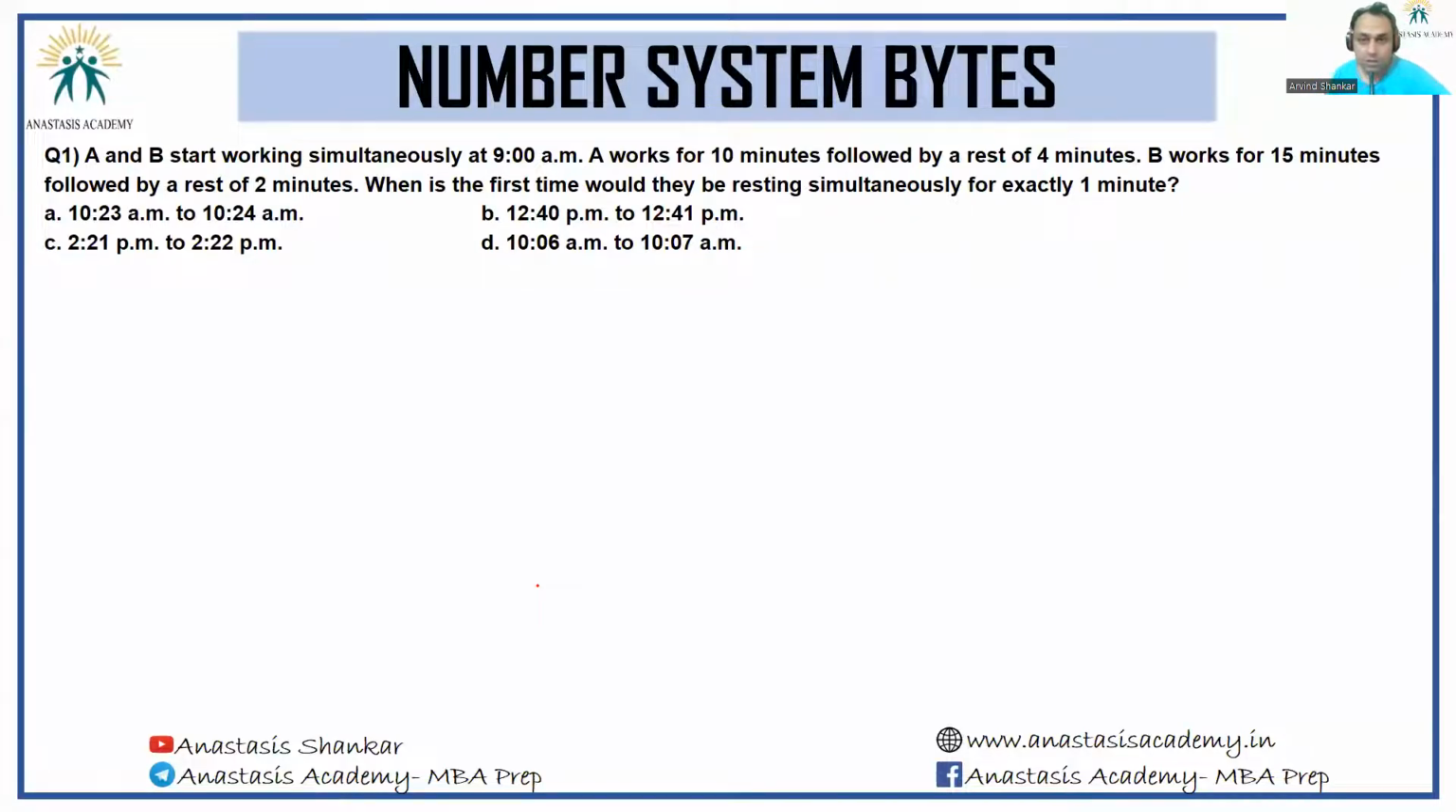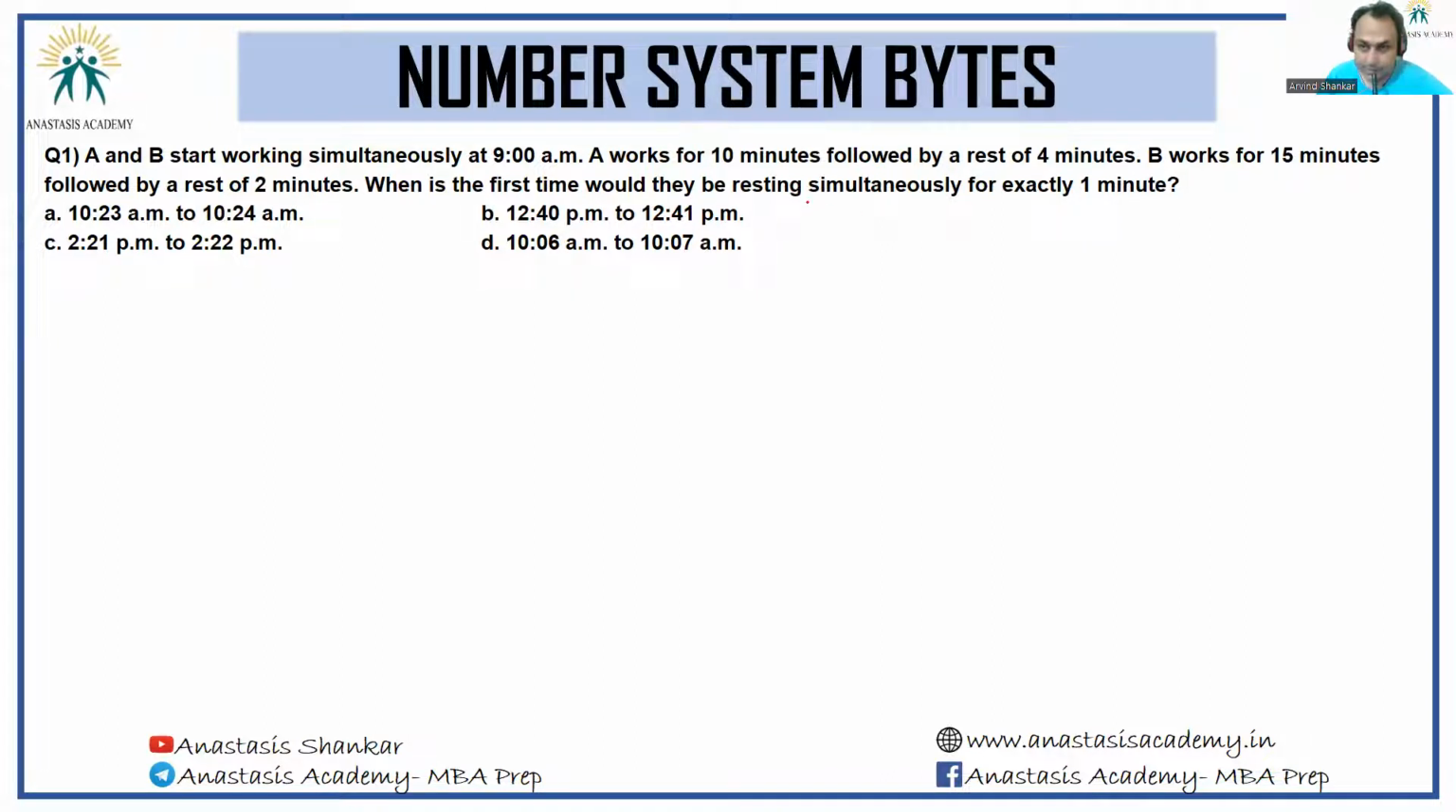Let's look at the solutions of number system bytes. A and B start working simultaneously at 9 a.m. A works for 10 minutes, followed by a rest of 4 minutes. B works for 15 minutes, followed by a rest of 2 minutes. What is the first time they would be resting simultaneously?